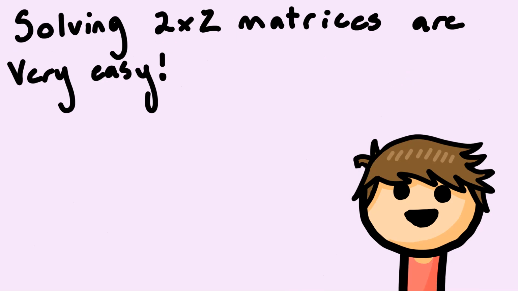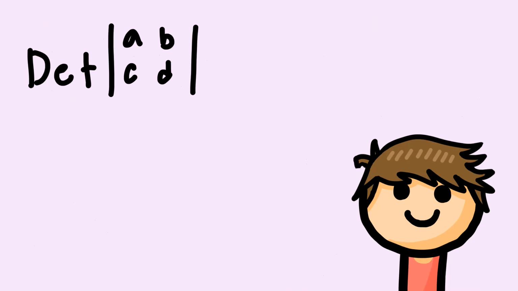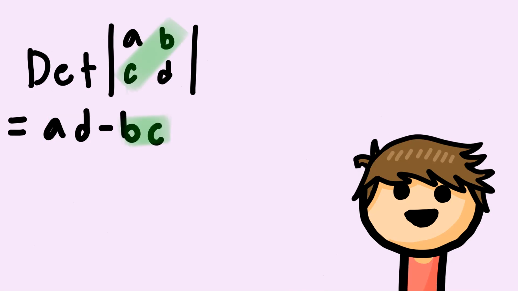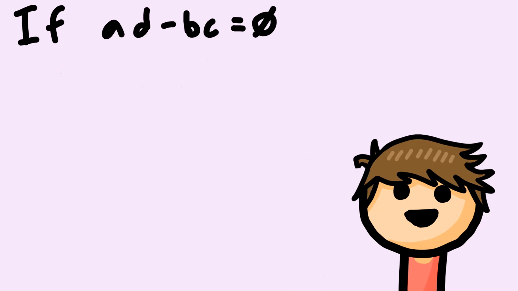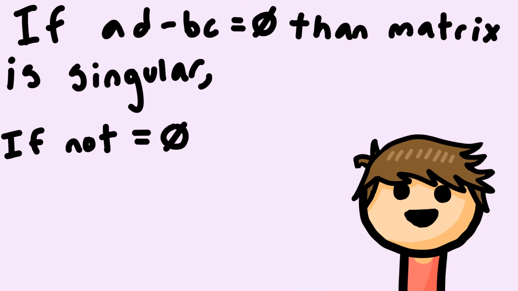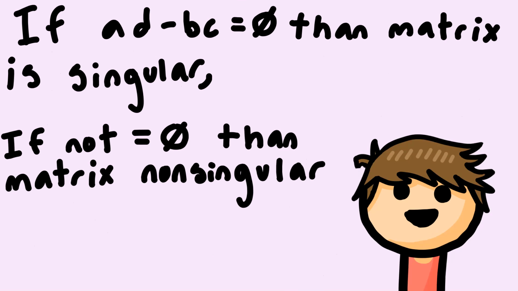Finding the determinant of a 2x2 matrix is very easy. All you need to do is multiply the number on the top left corner by the number in the bottom right corner, then subtract the product of the top right and bottom left corners. From the theorems that we learned earlier, if the determinant is equal to 0, then we know that that matrix is singular, and if it isn't, then it's non-singular.